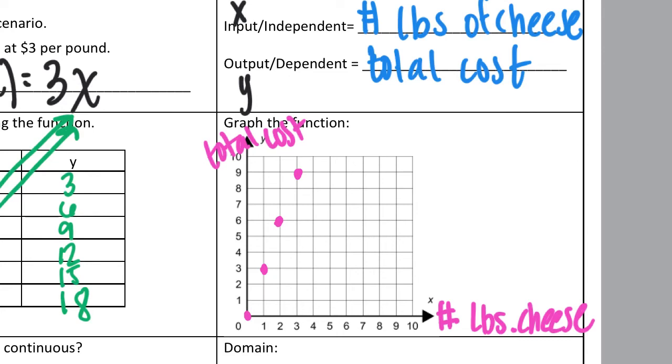Similar to the problem before, I want you to think whether you should be connecting these points or not. I don't know how much y'all grocery shop. Maybe you go to candy shops more often, but is it possible to buy a part of a pound of cheese or of candy or of ham or of anything that you buy by weight? The answer is yes. So in this case, we would connect the points.